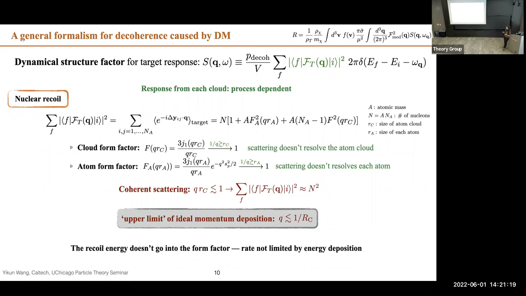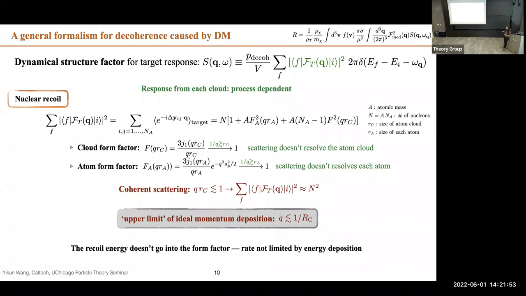It looks kind of complicated, but if you break down these two form factors, Fa and F, they actually tell you about the coherent nature of your scattering. For example, the first one, we call it the cloud form factor, goes to 1 if your momentum is really small, or your wavelength is really large. That means instead of scattering with respect to individual nucleons, my scattering is happening coherently with respect to the full cloud.